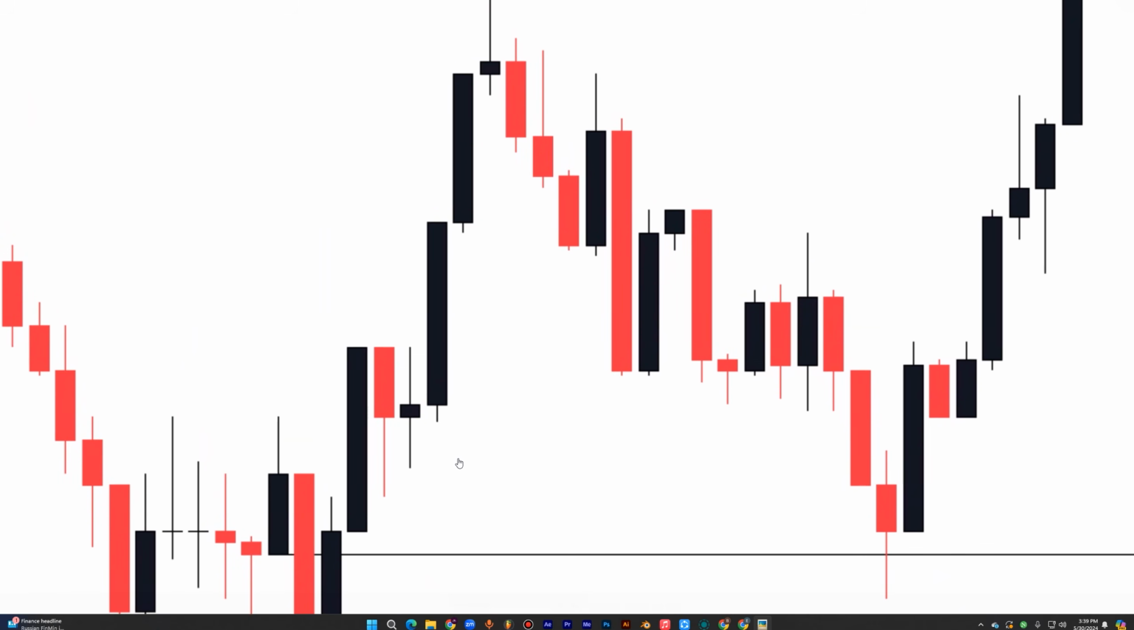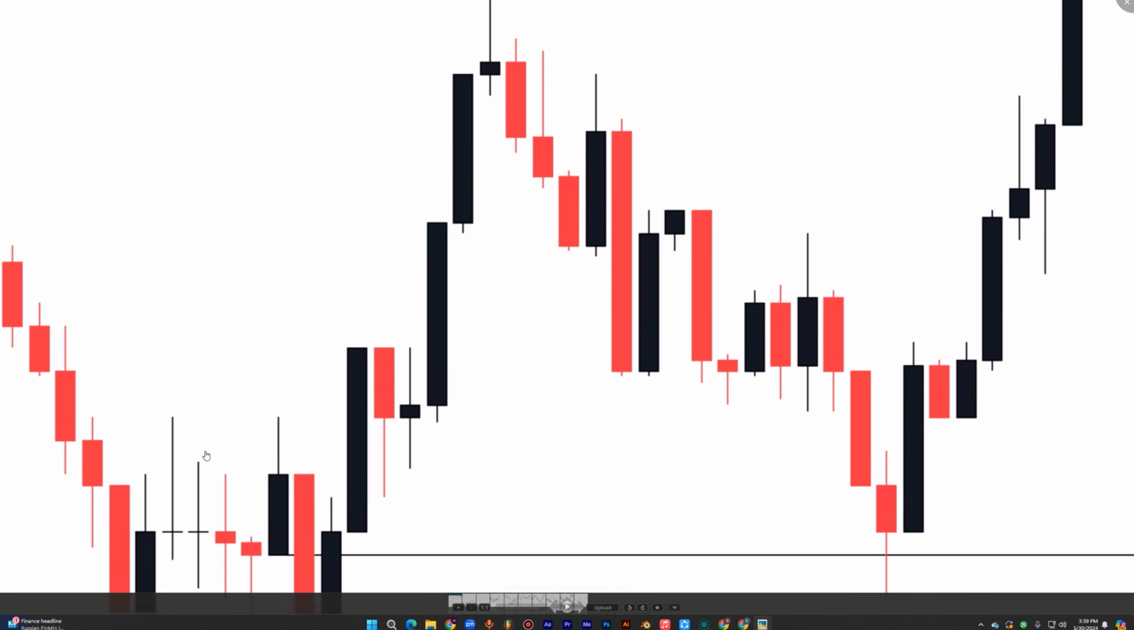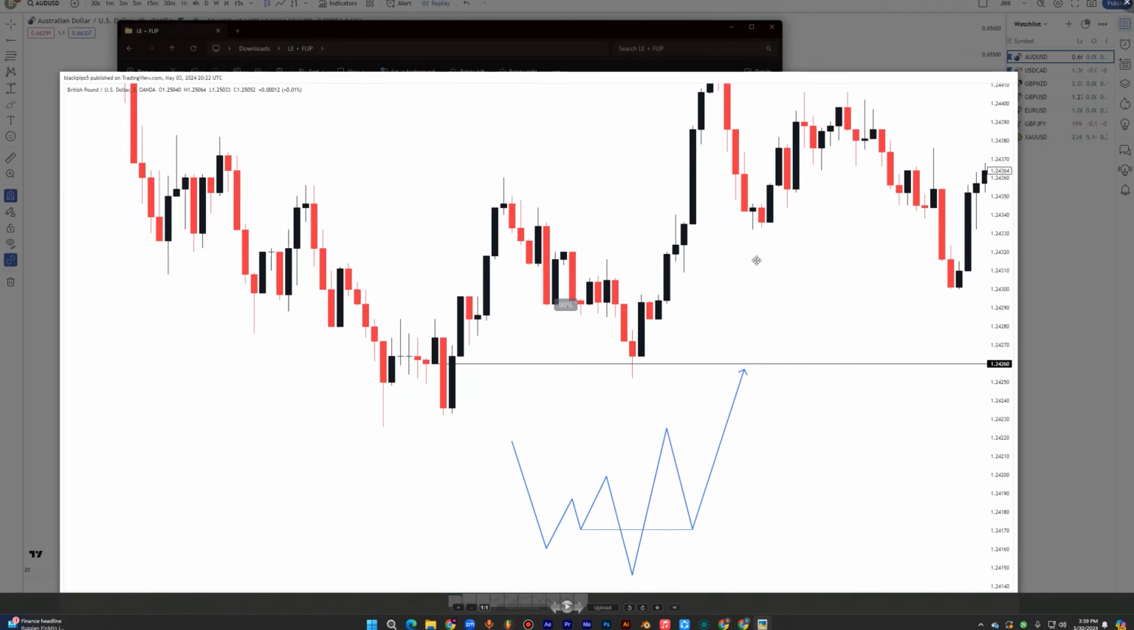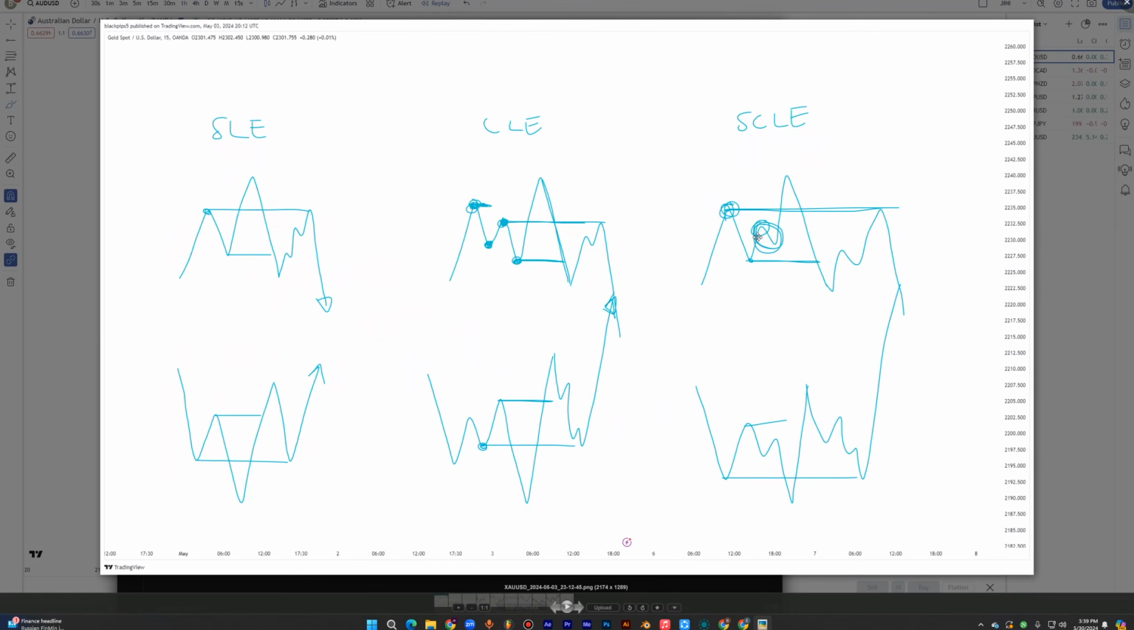Let me try to mark this point here. You can see by yourself here. This is the area where, if you know the simple liquidity engineering, you just put your entry at this point. But if you know the compressive, you will put it at this point, and the market just tapped the compressive liquidity engineering and moves. It didn't tap this simple liquidity engineering. So that is how you have to identify simple and compressive liquidity engineering.